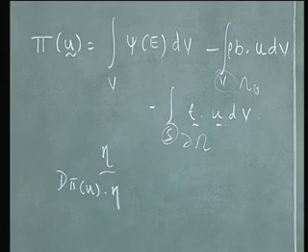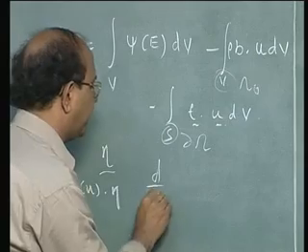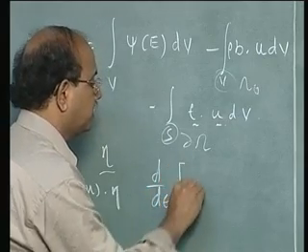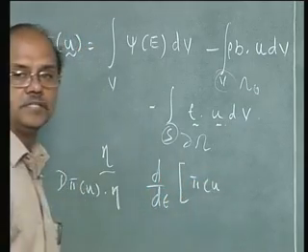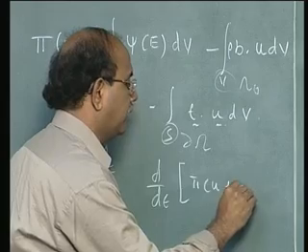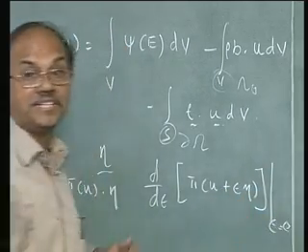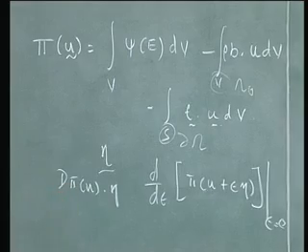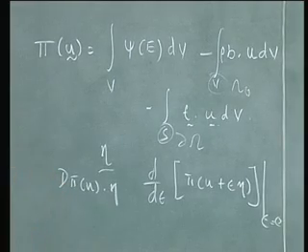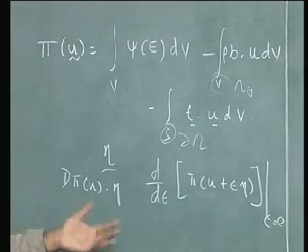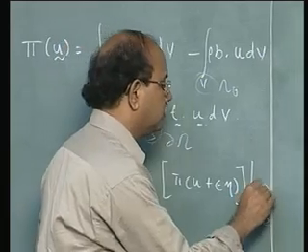Which means that I have to write this as d/dε of φ(u + εη) at ε equal to 0. This is the directional derivative, or Gateaux derivative, that has to be equal to 0. Okay, so that is equal to 0.